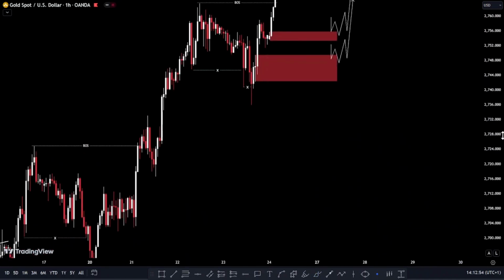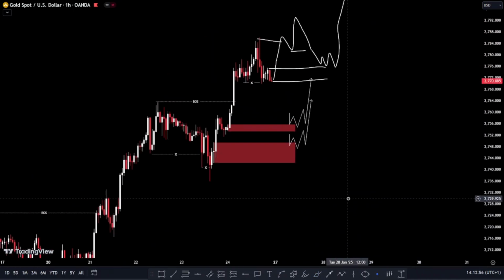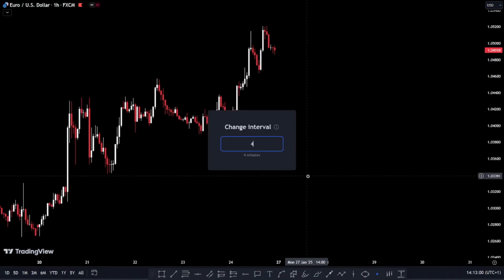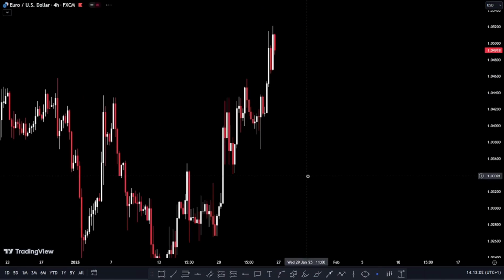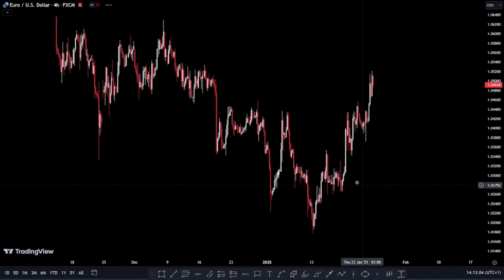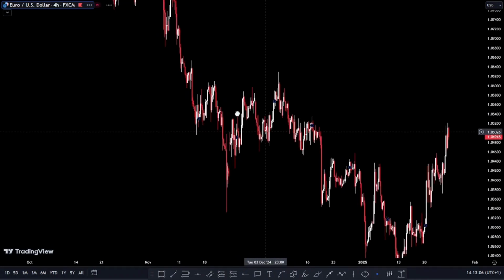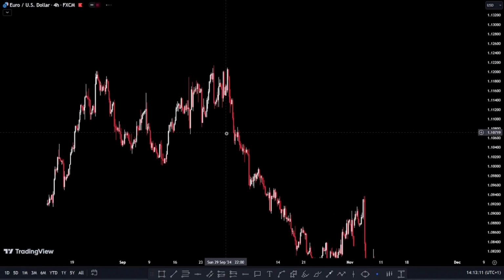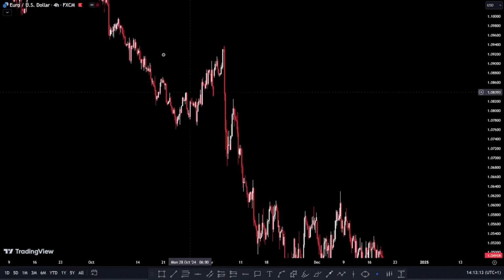Okay, so this is very simple. So we have now to move on to EUR/USD. We're also going to start on the 4-hour time frame. On EUR/USD, the 4-hour time frame is very bearish here. As you can see, for the past few weeks EUR/USD was completely bearish, so there's no point in making a structure mapping over here.